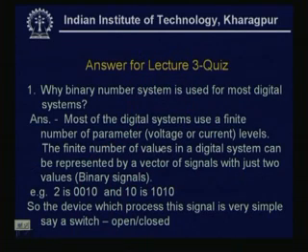Most digital systems use a discrete number of parameter levels, say voltage levels or current levels, and the finite number of values in a digital system can be represented by a vector of signals with just two values. That is, binary signals, which can be represented by a string of 0s and 1s, like 0010 or 1010.